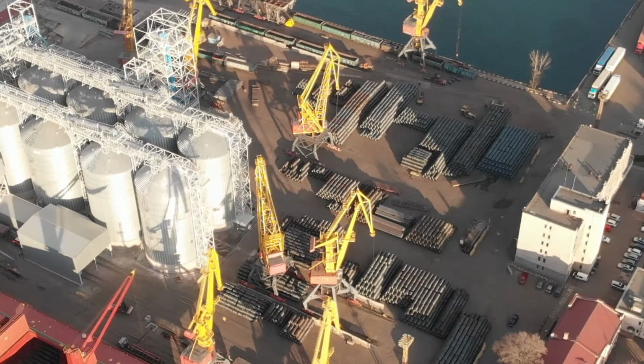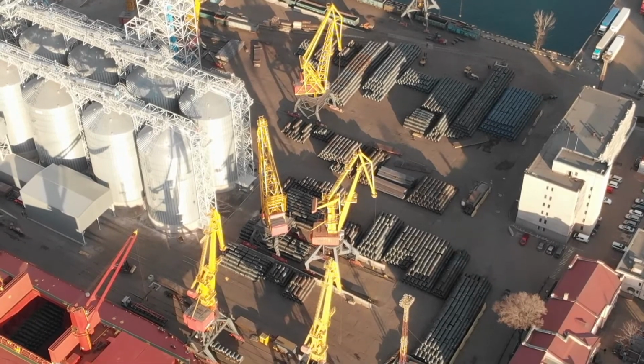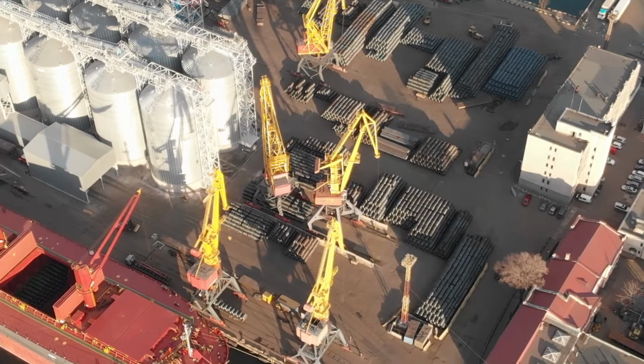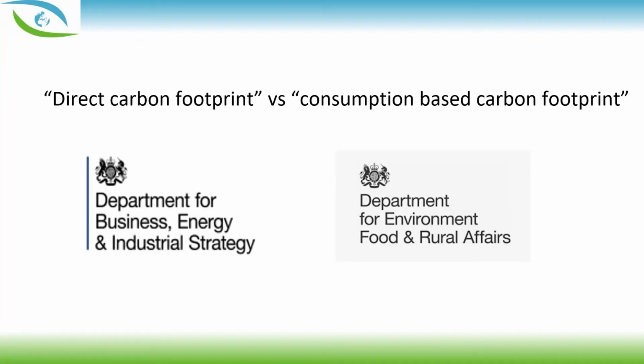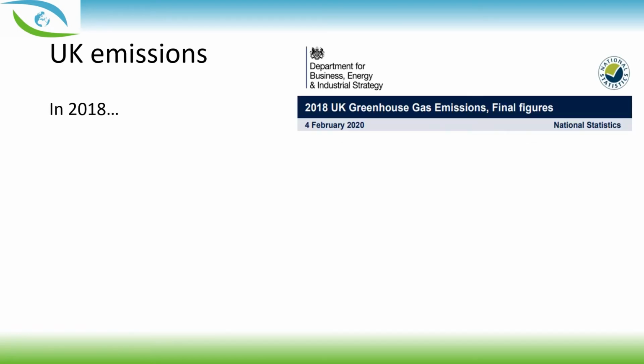Therefore, they use the lower figure, which is reduced by moving manufacturing overseas. This shows a fall in UK direct emissions, but will not see a reduction in overall global carbon emissions. DEFRA, on the other hand, use figures based on consumption and use estimates for each stage of the supply chain, including that from overseas manufacturing. Why is it important to distinguish between the two?